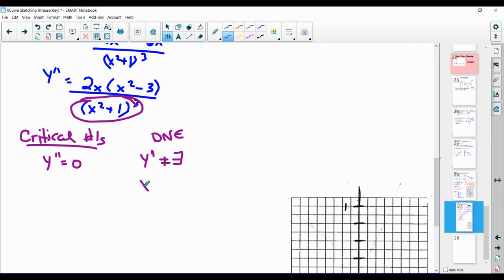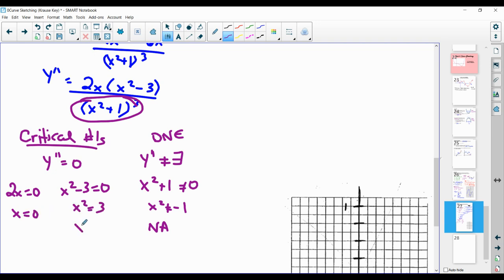So x squared plus 1 cannot equal 0. So x squared cannot equal negative 1. And if we square root that, we can't square root a negative. So this ends up being not applicable. So there are no restrictions. And so the next part, we're looking for when this is equal to 0. So we're going to look at our numerator. When 2x equals 0, and when x squared minus 3 equals 0. So either x equals 0 or x squared equals 3, meaning x equals plus or minus root 3.